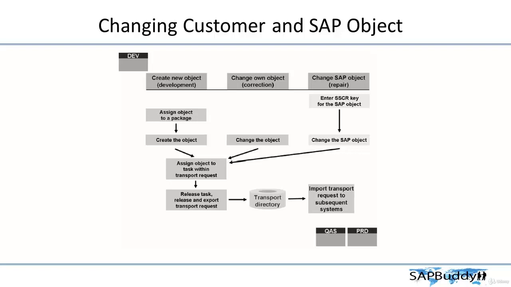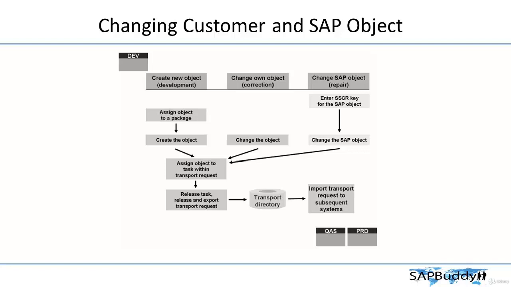Let's say it is a change or a correction in the development system. Then we don't need to create any new transport, and we don't need to assign any object because the object already exists. You will only do the changes, then assign them to the task, then release and transport to the different systems.